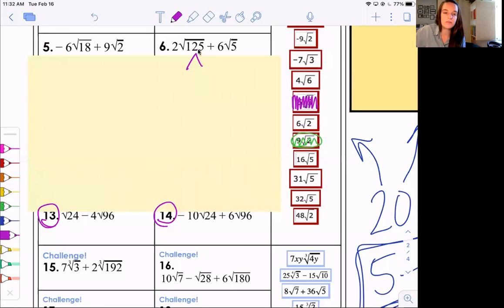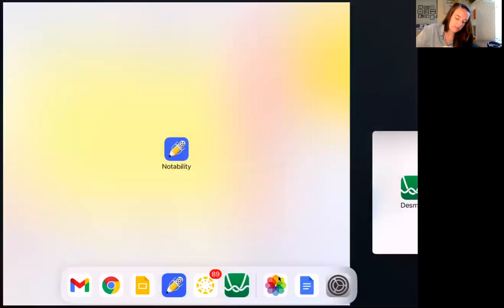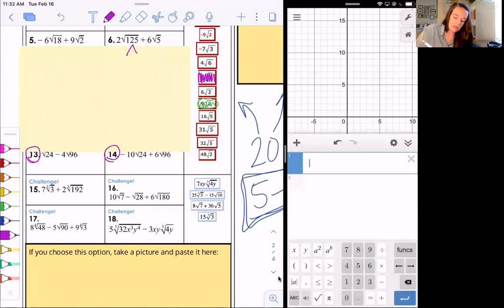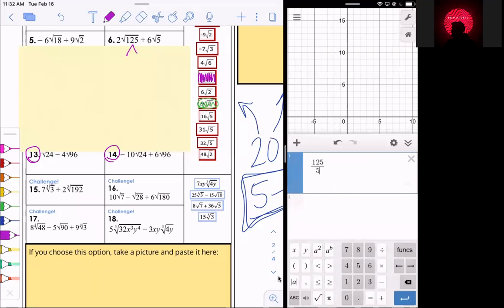Since it ends in a 5, that means that 5 is going to divide in there. Does that make sense? Yeah. So what I'm going to do is grab my calculator really fast. I'm using Desmos, but you could use anything. And I'm going to say, okay, 125 divided by 5. Yeah, it's 25.